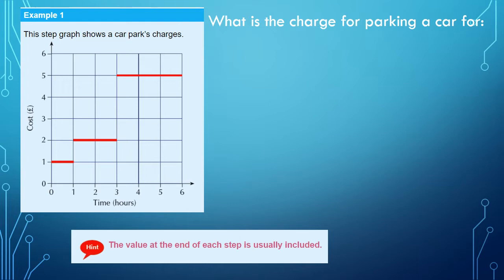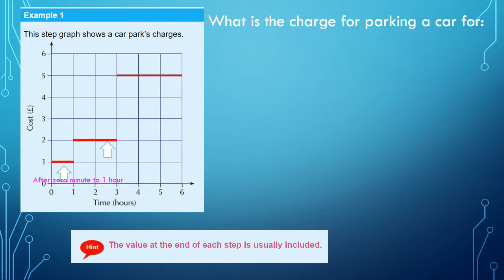What does the first line represent? This one. If you look horizontally, it is from 0 to 1 hours. It means that after 0 minutes, like if you park only for 1 second, let me say, up to 1 hour, the cost will be £1. So suppose that you park 10 minutes, you have to pay £1. If you park 59 minutes, you have to pay £1. 1 hour also you pay £1.